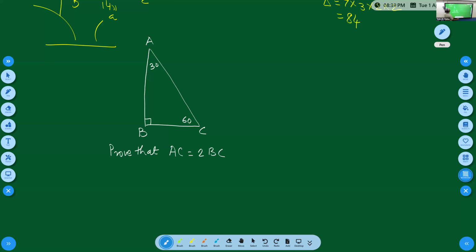So let us extend this BC to the other side and stop when BC is equal to BD. This is 90, therefore this side also it is 90. And this is common side, AD. Therefore triangle ABD is congruent with triangle ABC.